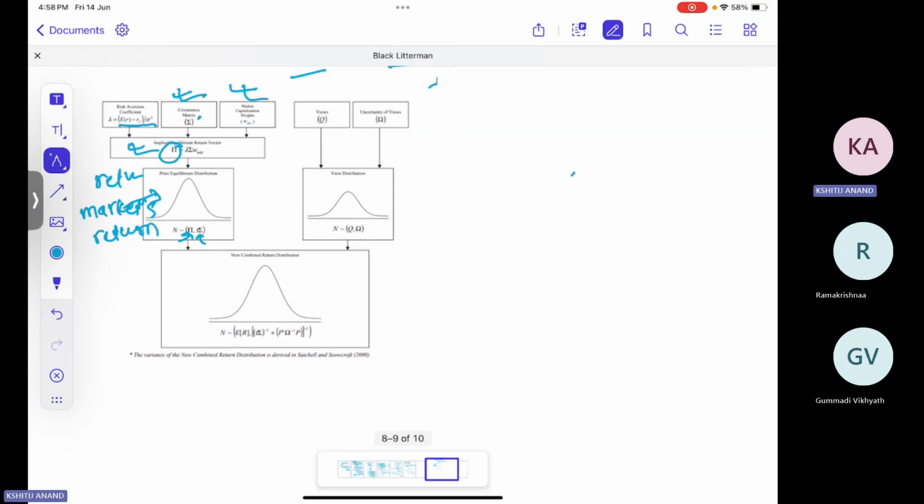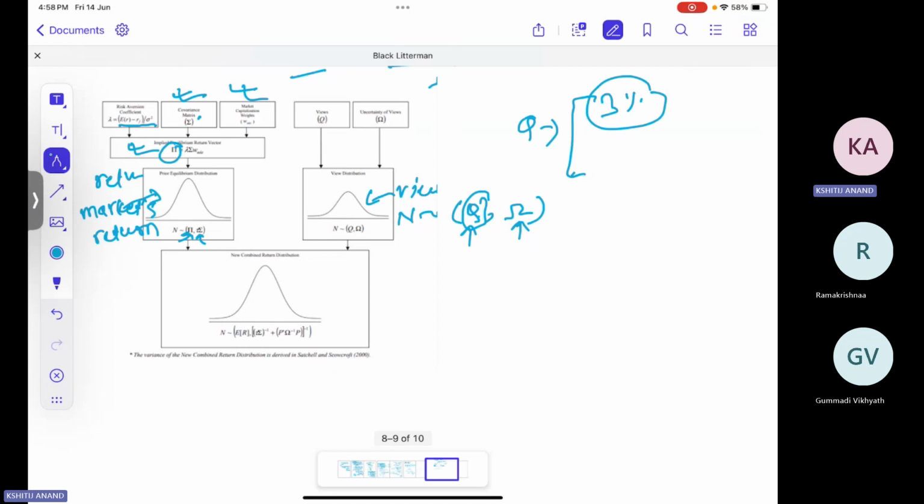And now this is the distribution of your view. Your view is normally distributed with q as the mean and this as the uncertainty. Why are you saying this is a mean? When you are expressing your view, you are saying that Tesla will go up by 3%. So you are saying that the stock price of Tesla is expected to go up by 3%. This is basically a mean, right? That is why this is the q matrix.